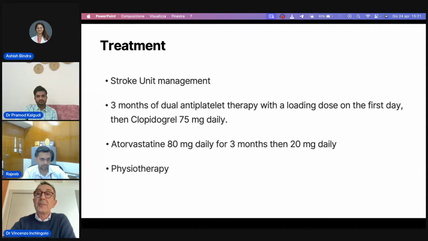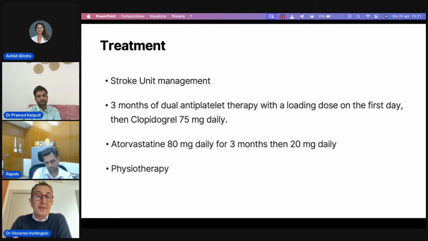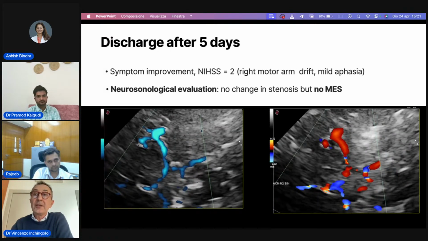The treatment in a stroke unit was the management in stroke unit, and 3 months of dual antiplatelet therapy with a loading dose on the first day, then only clopidogrel 75 milligram daily, and atorvastatin 80 milligram daily for 3 months, then 20 milligram daily, and also physiotherapy. At discharge, after 5 days, the symptom improvement was clear. There was NIH stroke scale of 2, only with a drift of motor of right arm and a mild aphasia.